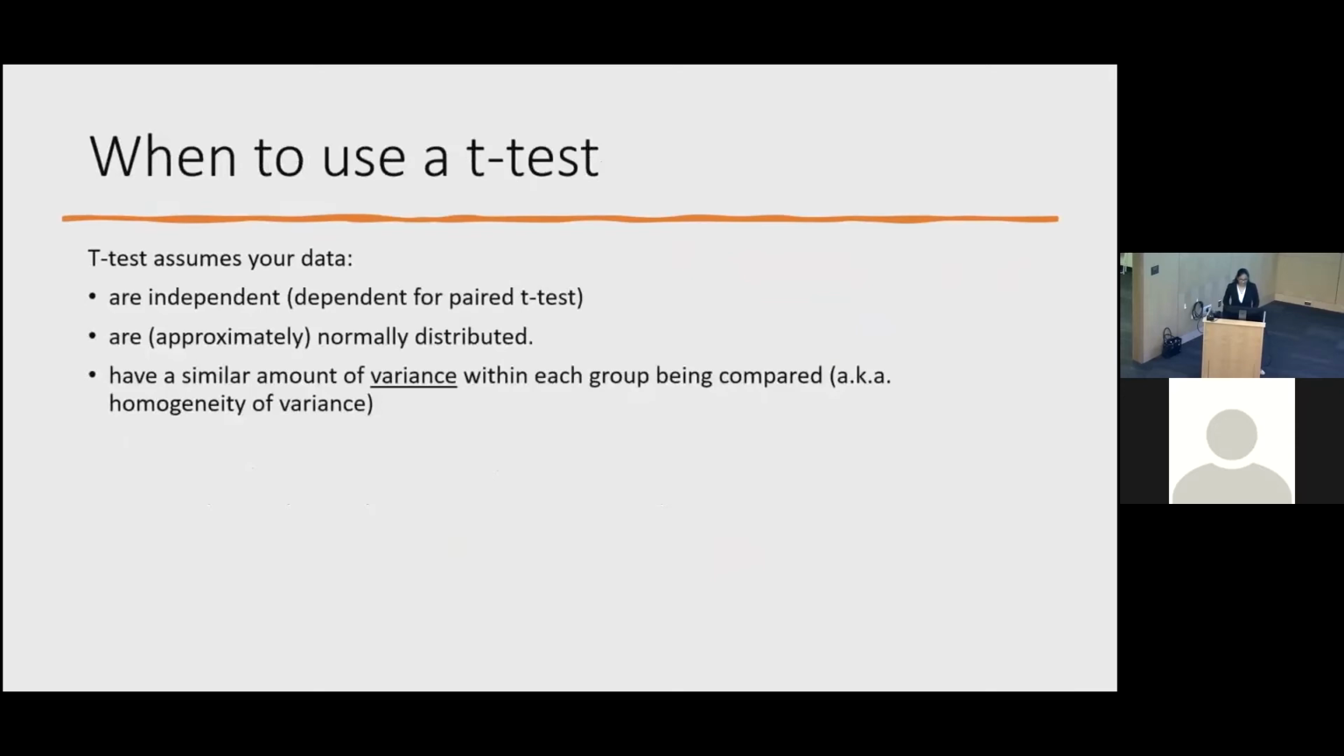So when to use a t-test? The t-test assumes that your data are independent, whereas for paired t-tests, which we're going to talk about later, your data should be dependent. Your data are approximately normally distributed and have a similar amount of variance within each group being compared, which is the test for homogeneity of variance, or Levene's test.